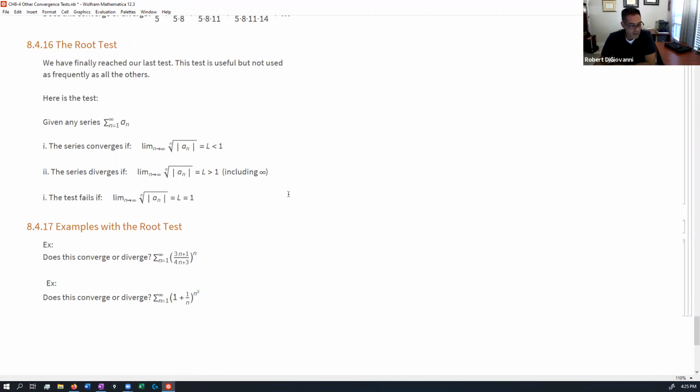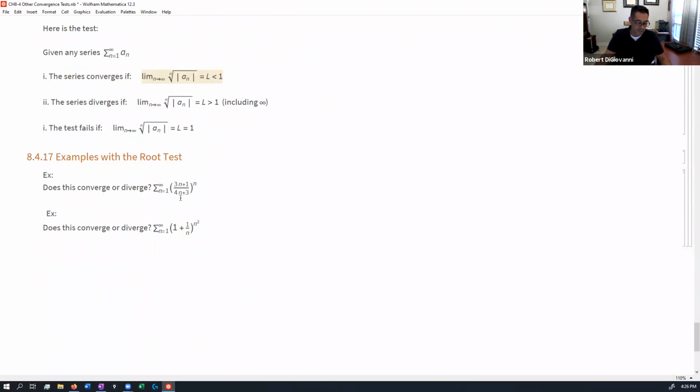It basically says that if you have any series, again, doesn't matter what the series is, if you take the limit as n goes to infinity, kind of like the ratio test, but you don't do a ratio. What you do is you take the nth root of the absolute value of the sequence, and then same things like the ratio. If you get an answer that's less than 1, it converges. Greater than 1, it diverges, including infinity. And if it is equal to 1, it's inconclusive.